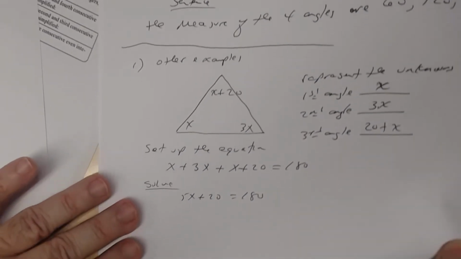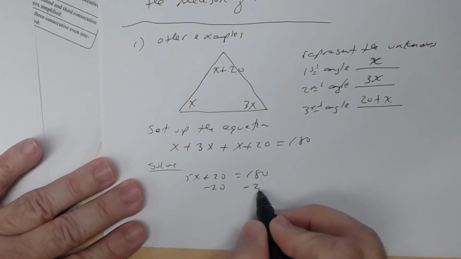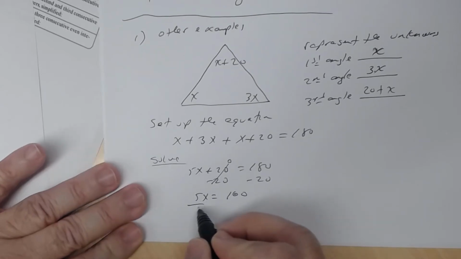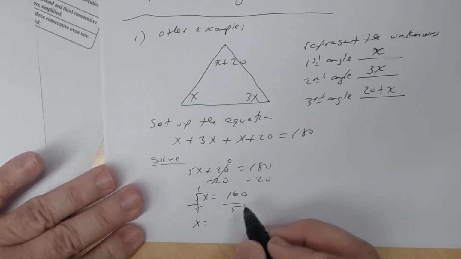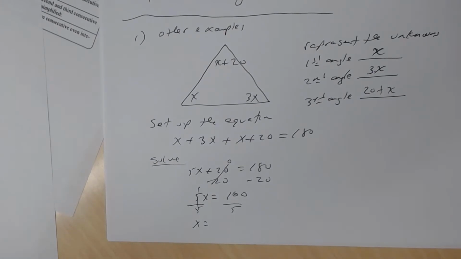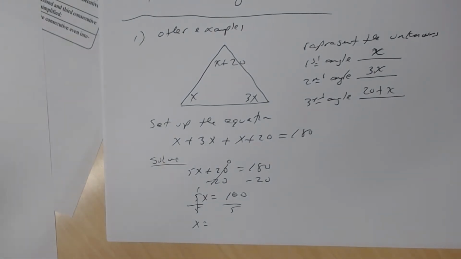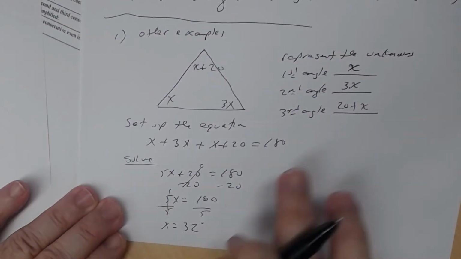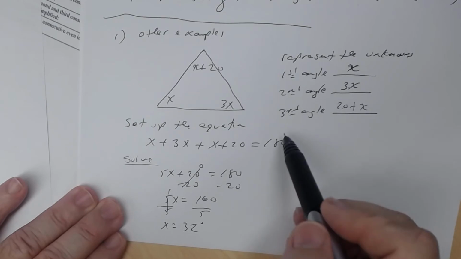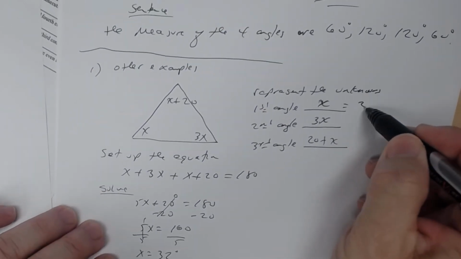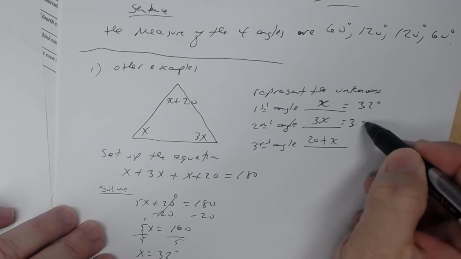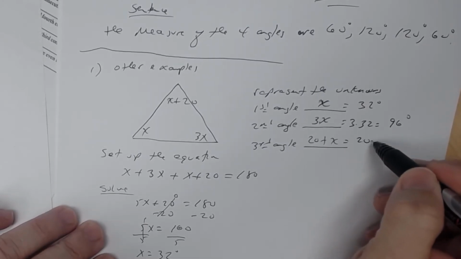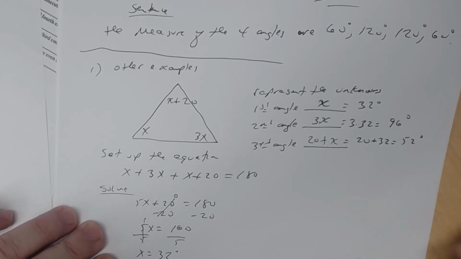Then you're going to subtract 20 from both sides. Then combine like terms. I get 5x equal 160. Then divide both sides by 5. I get x to be 160 divided by 5, which is 32. So 32 degrees. All right, so now once you find that x, let's go back here and indicate what each of those angles are. So here's your 32, so that's x. So this is 3 times 32, so that's going to be 96 degrees. And then this is 20 plus 32, so that's 52 degrees.